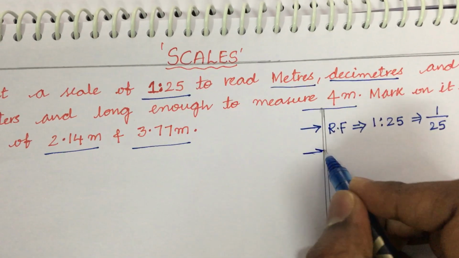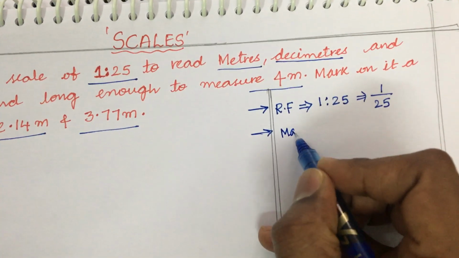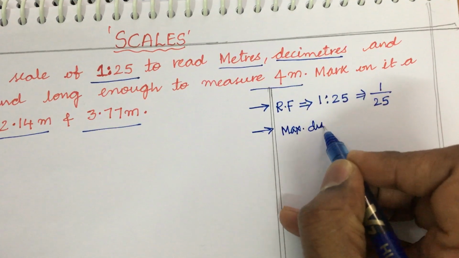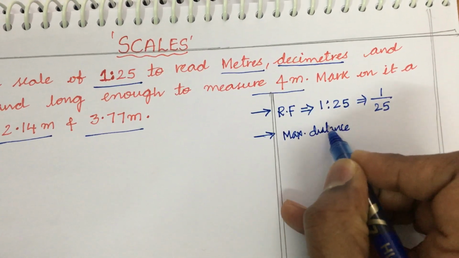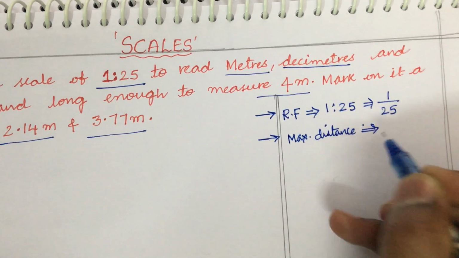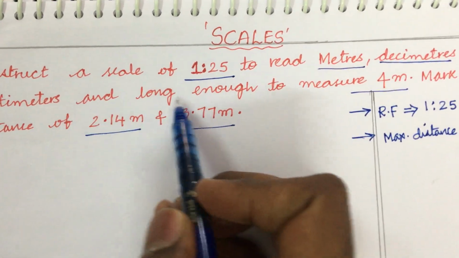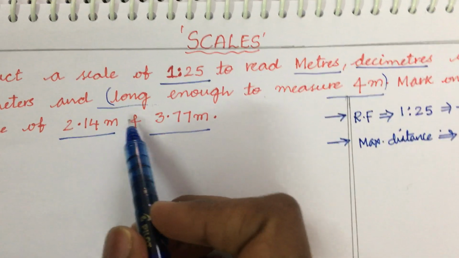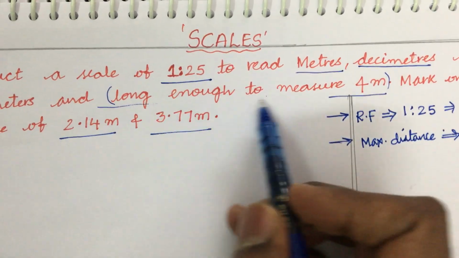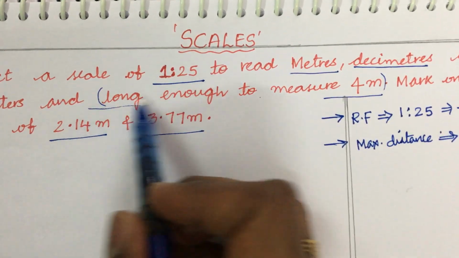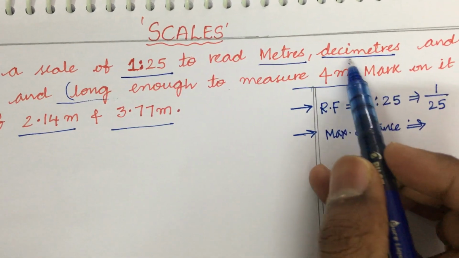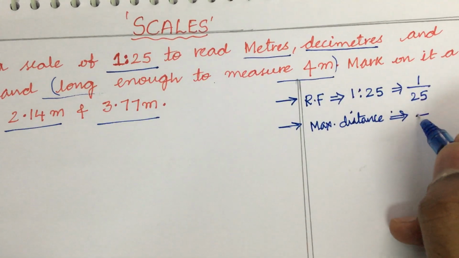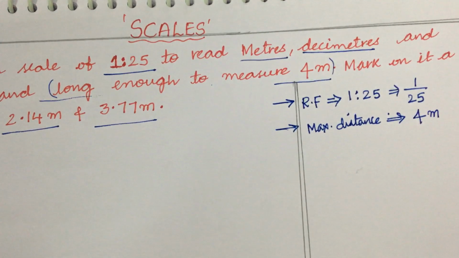Later, I told you to work out the maximum distance the scale is going to measure, or the long enough to measure distance, which will also be given in the problem. Let's look at that. The terms like long enough to measure or the maximum distance it can measure will be given, and then some numerical value. Here it is 4 meter, dear students.